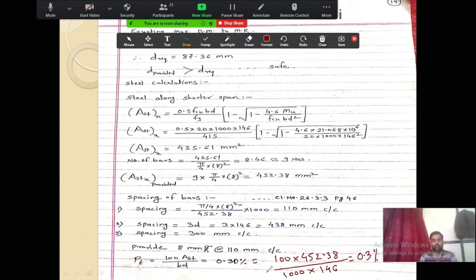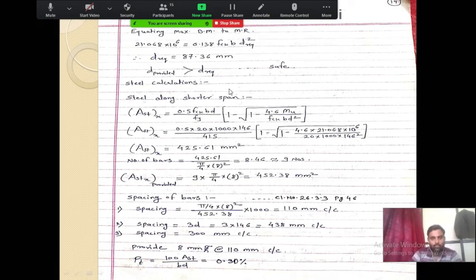In this way you need to calculate the percentage of steel. Now the percentage of steel works out to be 0.3%. Here at the bottom we have calculated the percentage of steel, which is 0.3%.